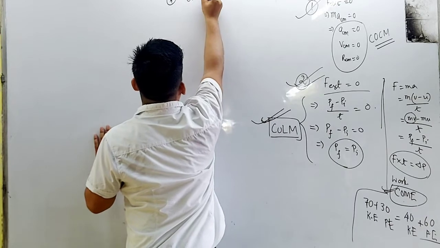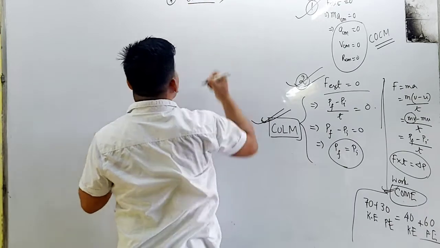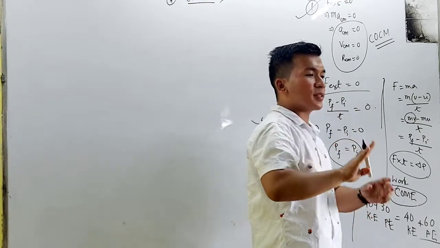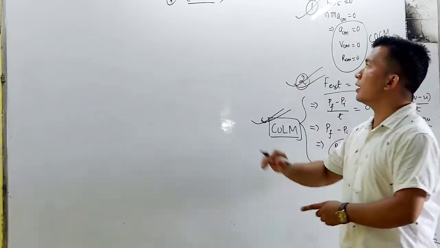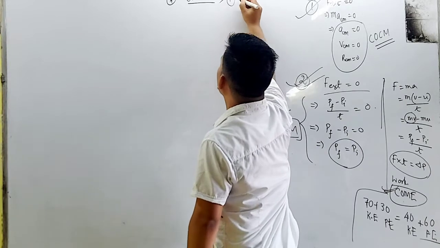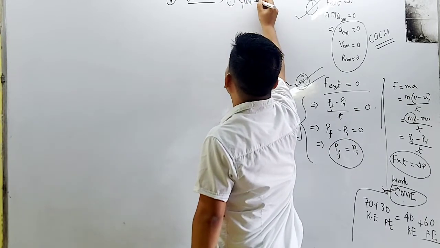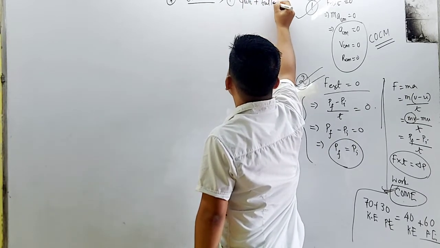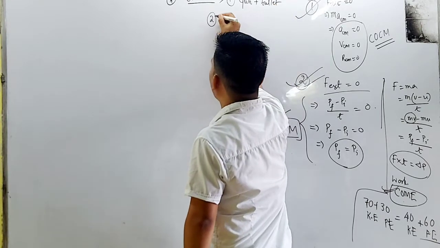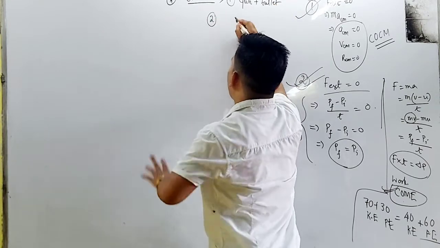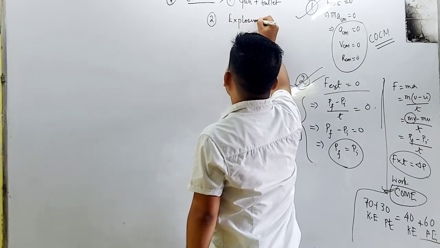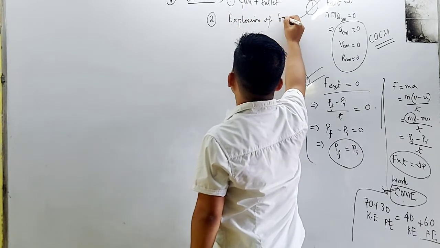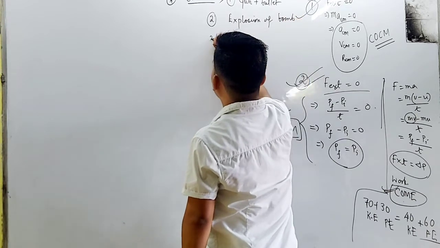Conservation of linear momentum will be discussed under three different categories of application, three different types of question. Number 1, the question based on gun and bullet. Next, number 2, explosion of bomb. Next, number 3, collision.